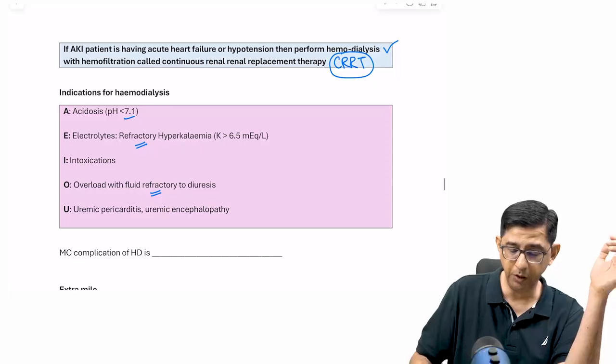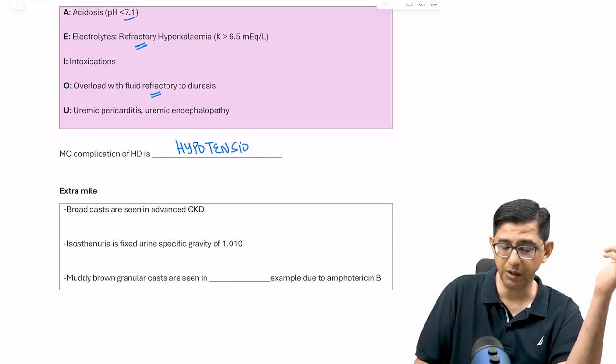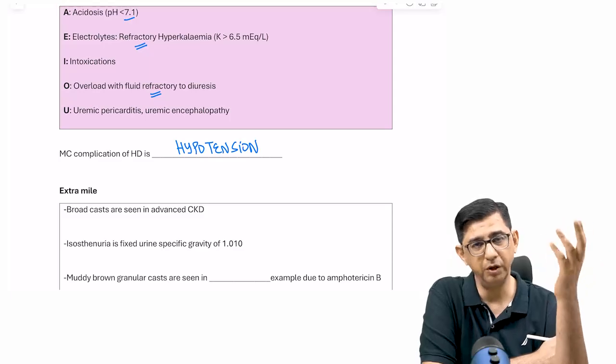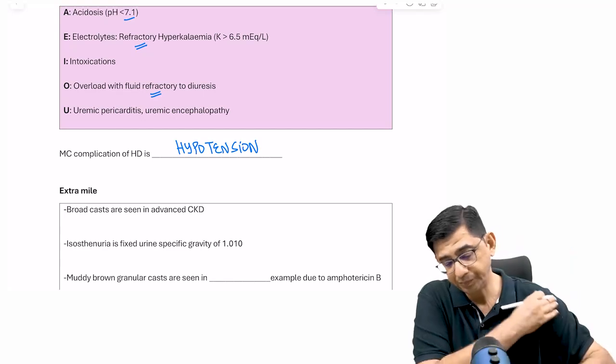The most common complication of hemodialysis has already been explained. You will lose water because you're doing osmosis. You are also doing diffusion apart from osmosis, so you lose solutes also, but the water loss can cause hypotension.